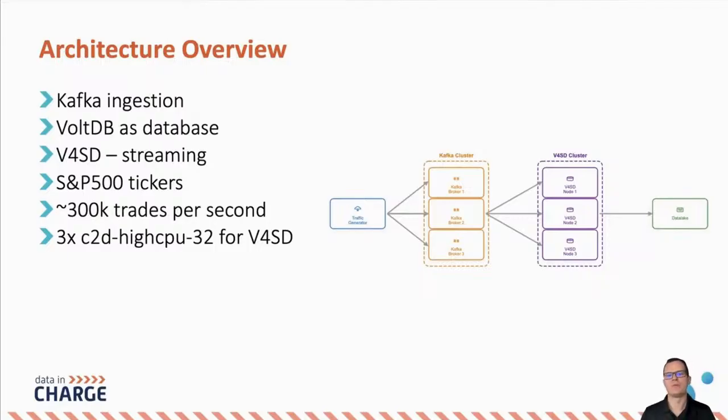So this is the architecture overview. We have the traffic generator, which is generating the trade events pushed into the 3-node Kafka cluster, from where we are ingesting it into our VoltDB cluster, which also consists of 3 nodes. We have S&P 500 tickers there ingesting data at 300,000 transactions per second. The VoltDB cluster is 3 quite beefy servers, and then from there we can move it to the data lake, because as I said before, VWAP is usually anchored at the beginning of the session, and at the end of the session we can just archive all of these trades into some long-term storage.